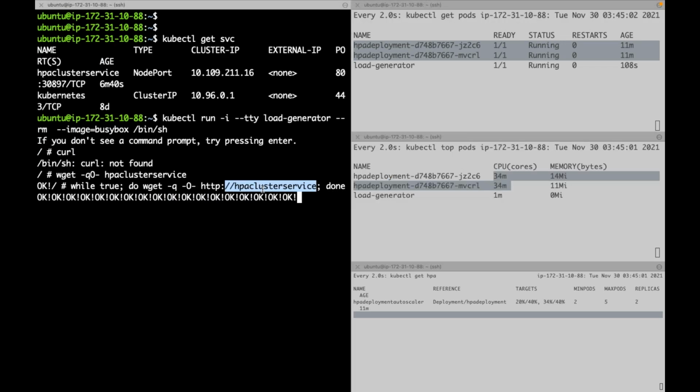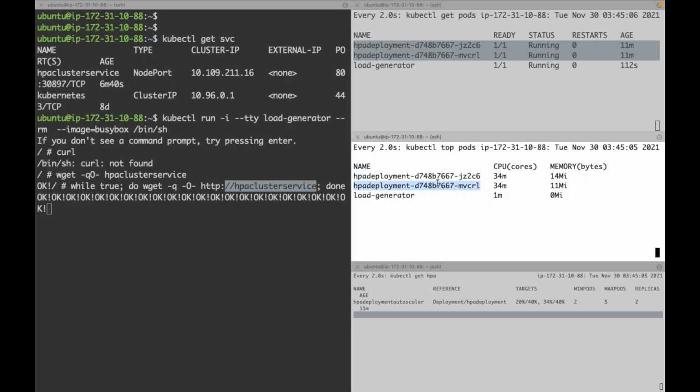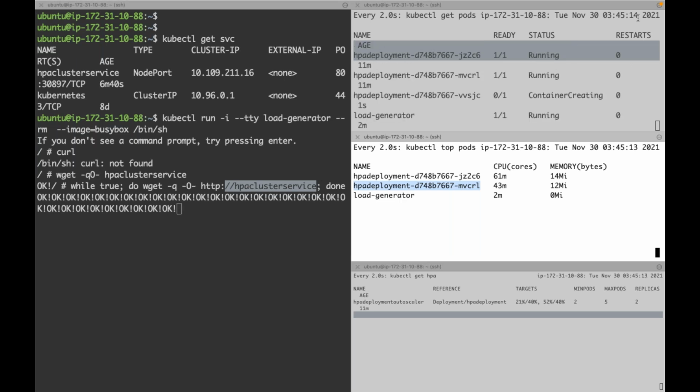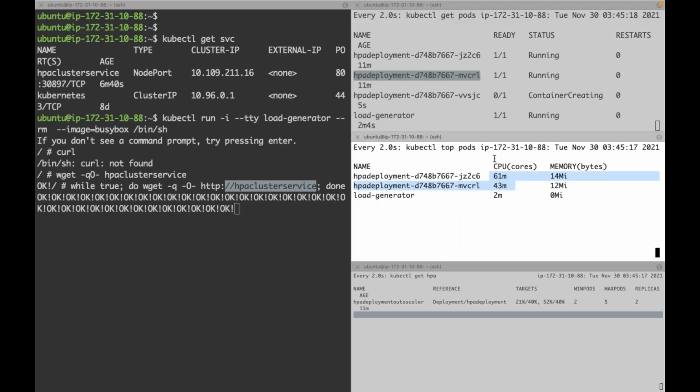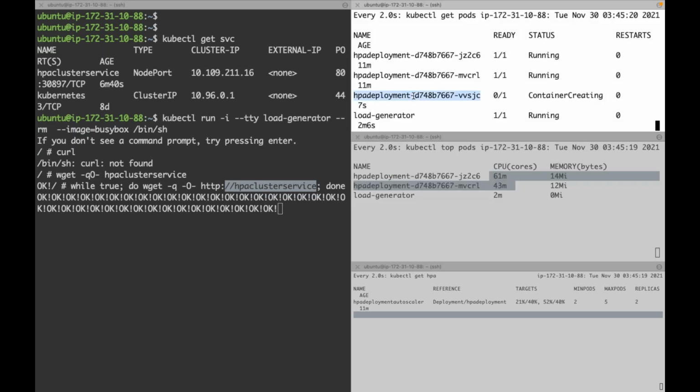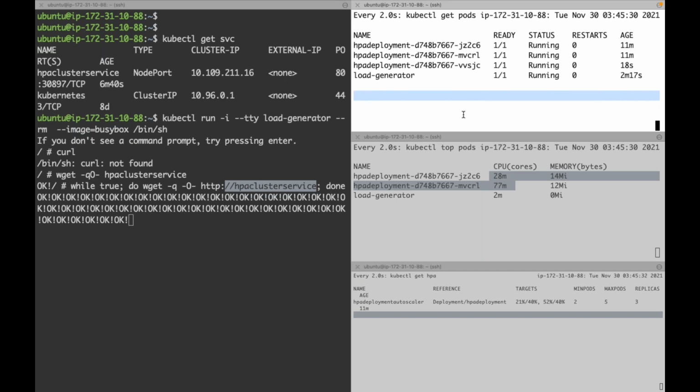Since I am using a service, is the service routing the traffic to both pods, or is all the traffic going to a single pod? Is it routing the traffic to both pods? Now do you see, since it goes beyond that target, one pod is getting created here? 64 plus 40 by 2, it reaches.